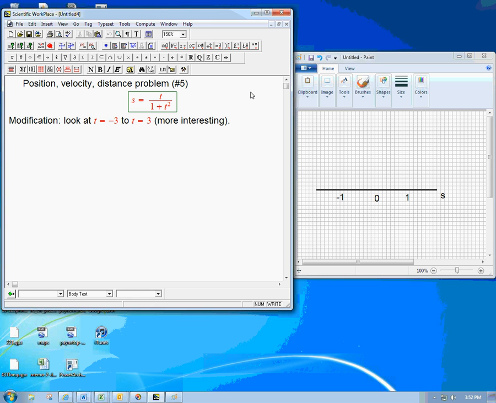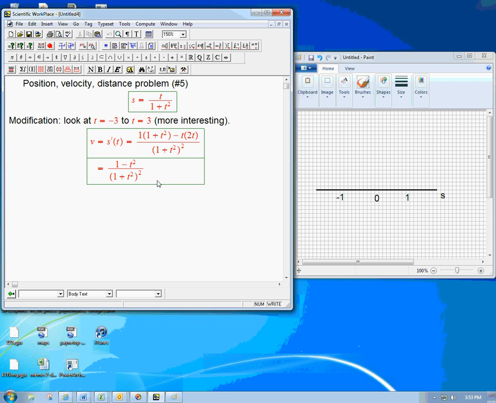Okay, so the first thing they start asking about is the velocity. The velocity is the derivative of position, and we've got to use the quotient rule. Derivative of the top is 1, times 1 plus t squared, the bottom, left alone, minus the top left alone times the derivative of the bottom, which is 2t, all over the bottom squared. That simplifies: we get 1 plus t squared, but then minus 2t squared. So we get 1 minus t squared over (1 plus t squared) squared. That is our velocity function.